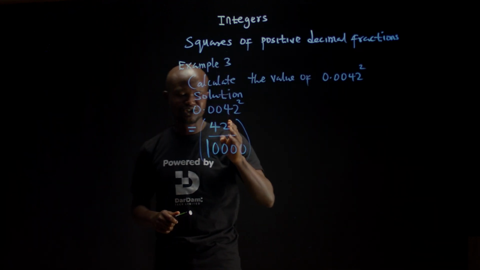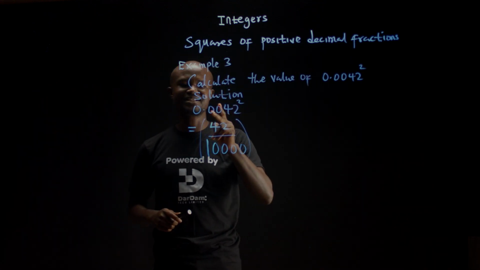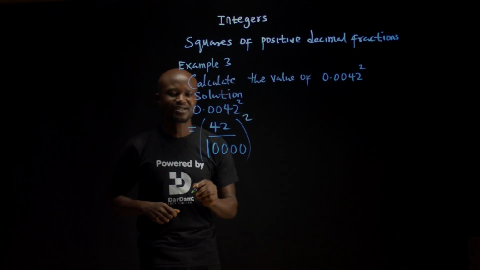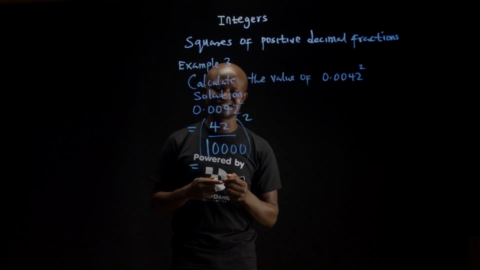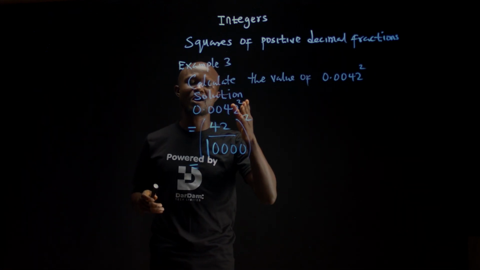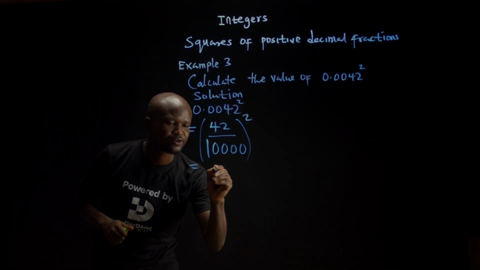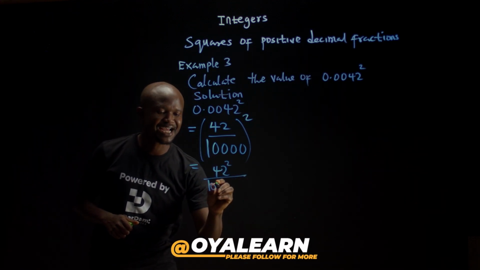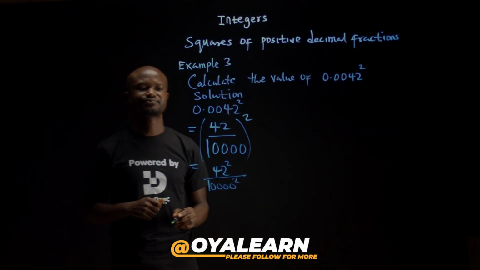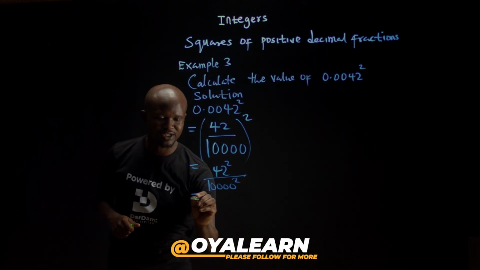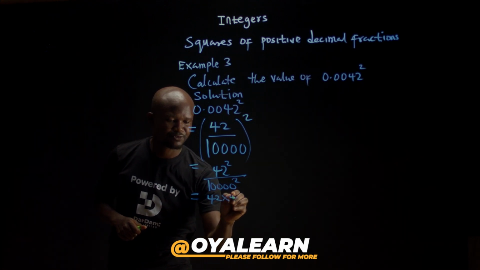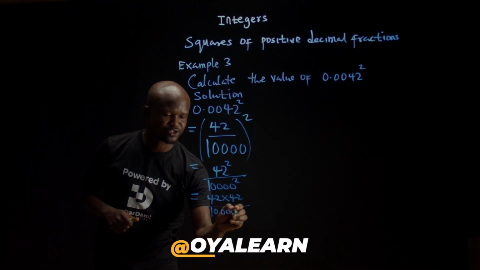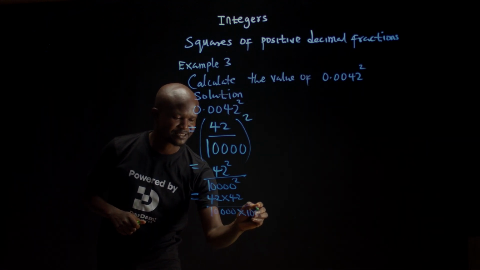So it means that 42 divided by 10,000 is the same thing as 0.0042. So we'll put square here, don't forget. Now, we are going to look at the squares of the numerator and the denominator. 42 squared divided by 10,000 squared. Now, this is the same thing as 42 times 42. And this is the same thing as 10,000 times 10,000.